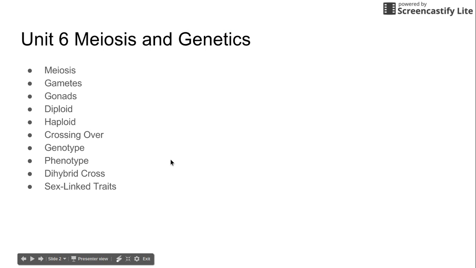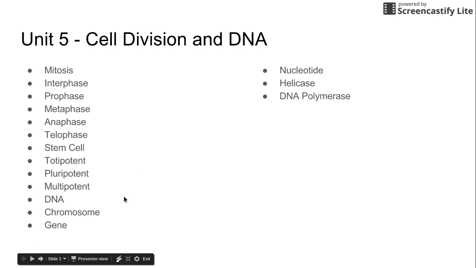Here we go with the semester 2 final review, starting with unit 5, cell division and DNA. We started with cell division talking about mitosis. We looked at some different slides. We identified the different phases: interphase, prophase, metaphase, anaphase, and telophase.